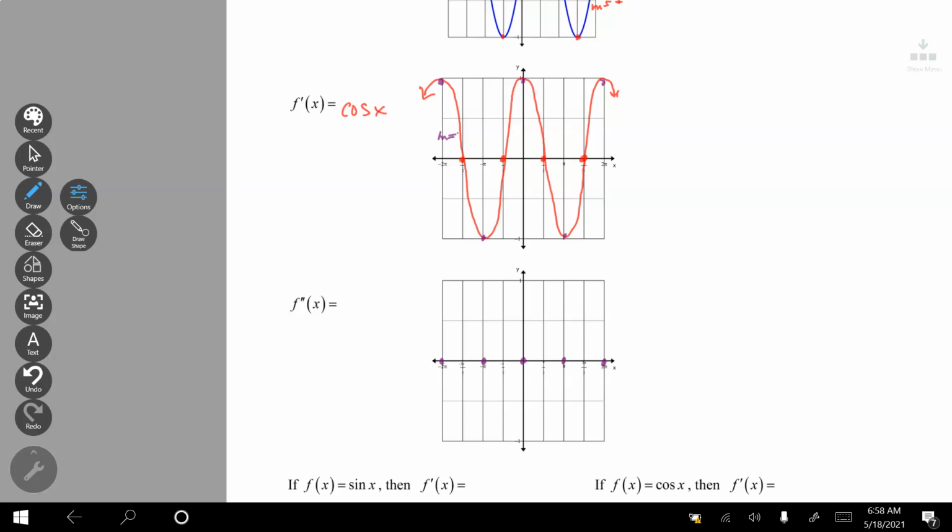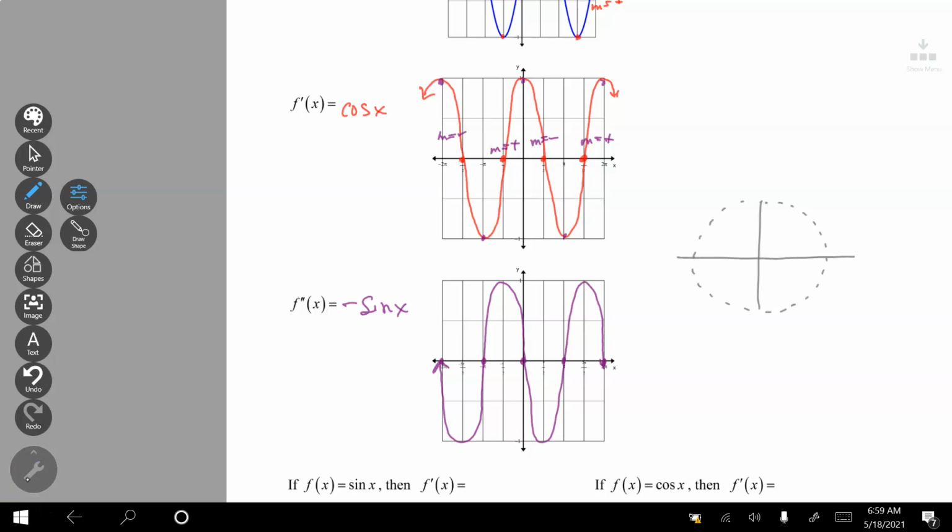Looks like my slope goes negative, positive, negative, positive. So I need to go negative to 0 to positive to 0 to negative to 0 to positive to 0. And I say, this graph looks similar to the first graph. It goes to 0, 0, but it's kind of flipped upside down. So this is negative sine of x. Okay? So I think we just learned that the derivative of sine of x is cosine of x, and the derivative of cosine of x is negative sine of x.